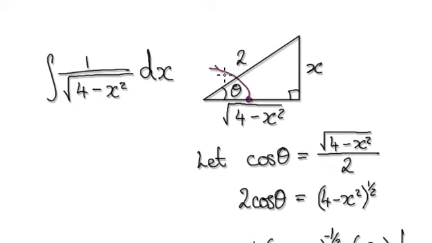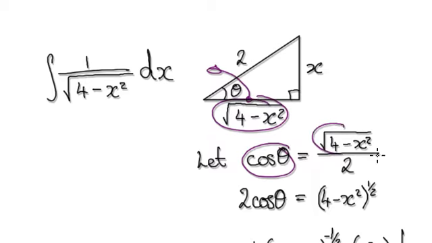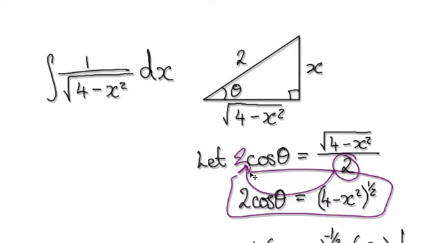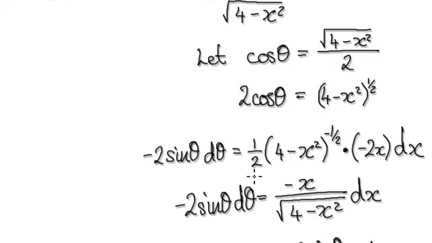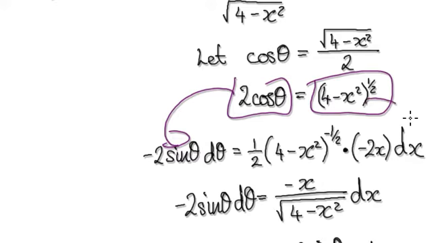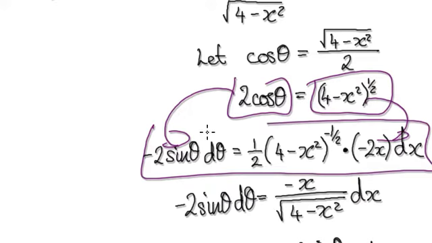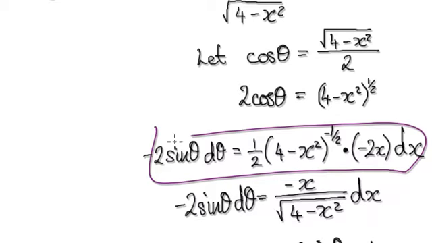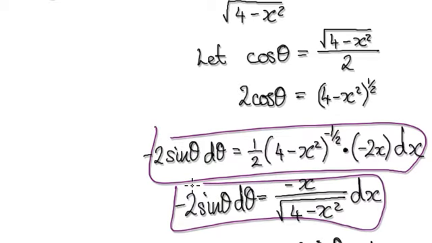So if you look at this, cos the angle will be adjacent over hypotenuse. Times both sides by 2, so that will then give you this. And now differentiate both sides. So differentiate this and then differentiate this. That will then give you this thing here. And then tidy this up. Tidy this thing up. It will then give you this.